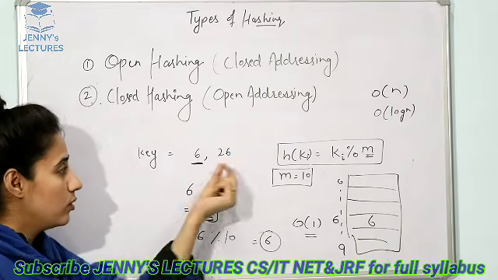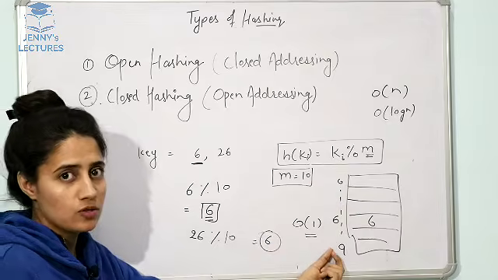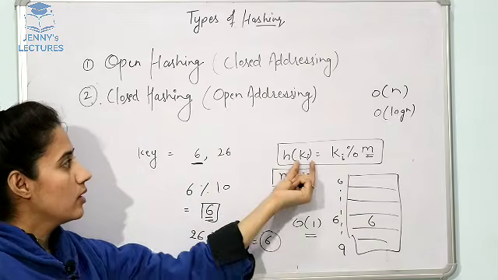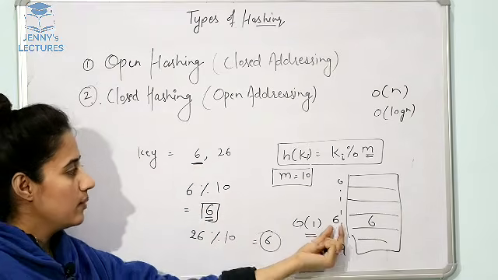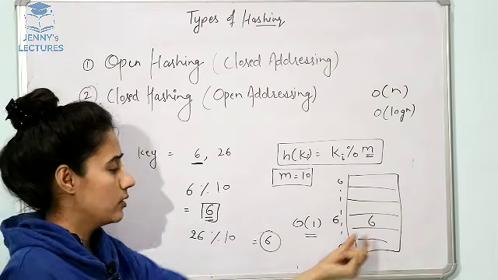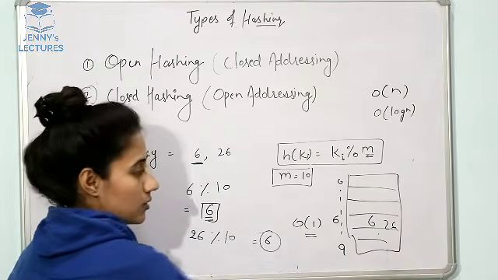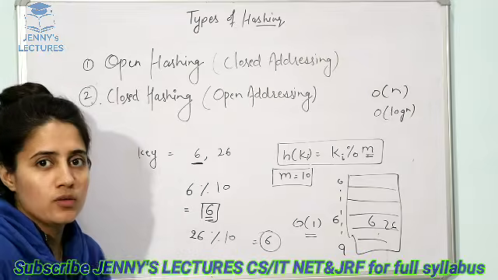When you calculate the location, or address, for two keys using the same hash function, it gives you the same result, the same index, but we cannot store two values at this place, like 6 and 26. This is the collision. So to resolve these collisions we have some techniques.